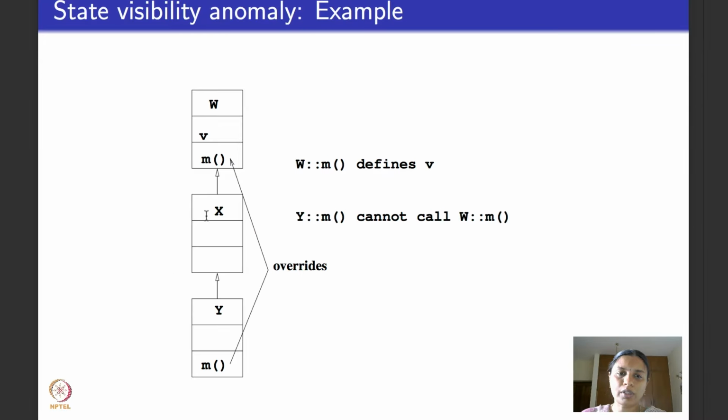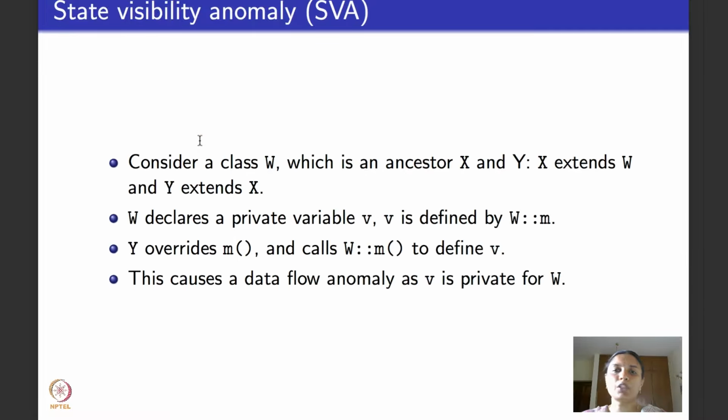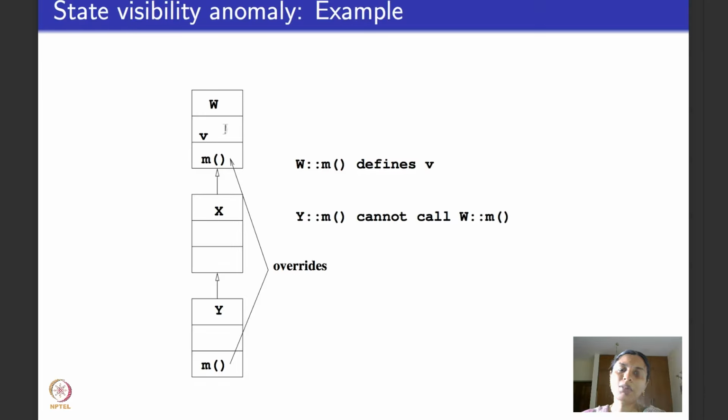So this is what is explained in the previous slide. Three classes W, X and Y. W has a private variable V, defined by the method M. And Y has a method M that overrides this method. So Y's M cannot call W's M because the variable V is private to W. So that results in the visibility of V not being there. So that's what is called state visibility anomaly.